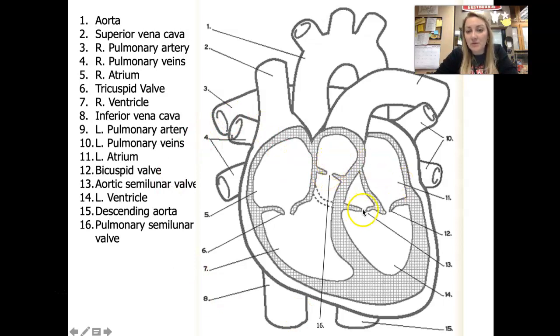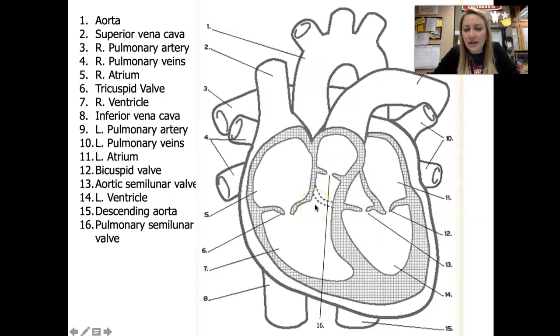And then 16 over here is the pulmonary semilunar valve. Same thing as I was talking about with this one here. It's the collapsing in of that artery to prevent blood from flowing backwards. This is the one that is between the ventricle and heading to the lungs. That's why it's the pulmonary semilunar valve, versus the one over here, which is the aortic, between the ventricle and the aorta. So it's the aortic semilunar valve.